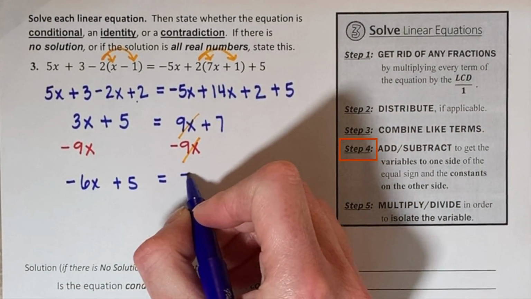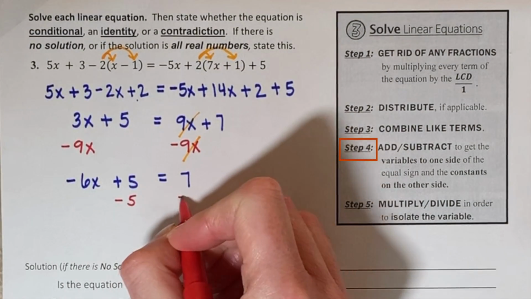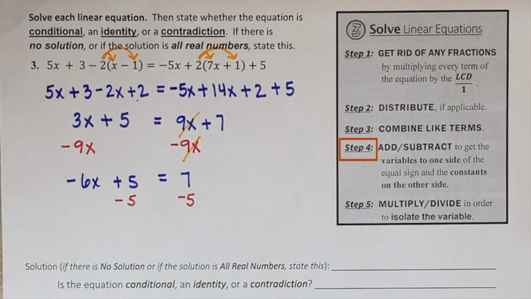Now in step number 4, we're adding or subtracting to get the variable on one side of the equal sign and the constant on the other side. Let's subtract 5 from both sides of the equation, so we have the x on the left and the constant on the right.